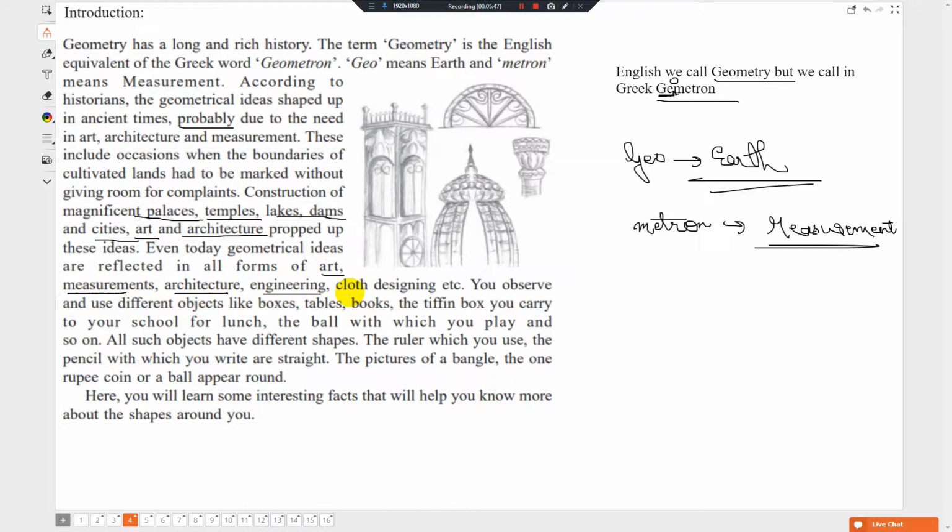architecture, engineering, law, etc. You observe when you use different objects like boxes, tables, books, the box you carry to school for lunch, the ball you play with, and so on. All such objects have different shapes, right? The ruler which you use and the pencil with which you write look straight. The picture of a bangle and a 1 rupee coin, the ball appears round. See, like the bangle, right?